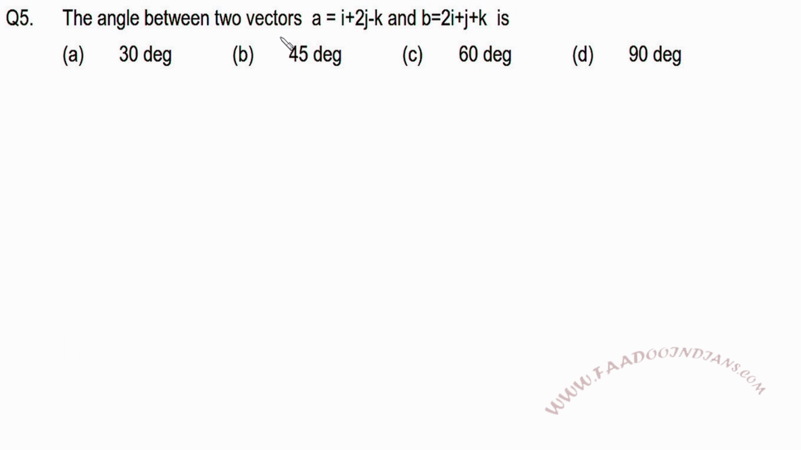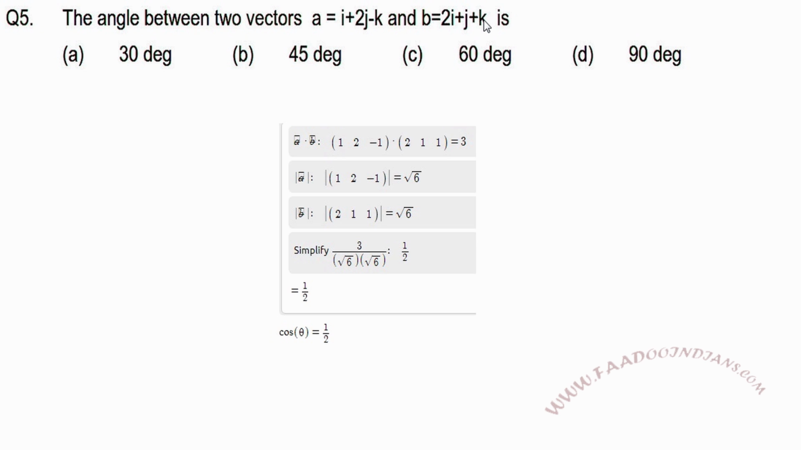Fifth, the angle between two vectors, these are the two vectors, is. We have a formula to find the angle. First of all, we'll find the dot product. It is simple multiplication between the two vectors. 2 into 2 into minus 1 gives you 3. Then we have to find the modulus. It is simply the under root of addition of the squares. It gives you root 6, like 2 square 4 plus 1 plus 1, 6 under root 6. Now simply plugging into the formula, dot product over modulus multiplication gives you half. So cos theta is 1 over 2, when the angle is 60 degrees.